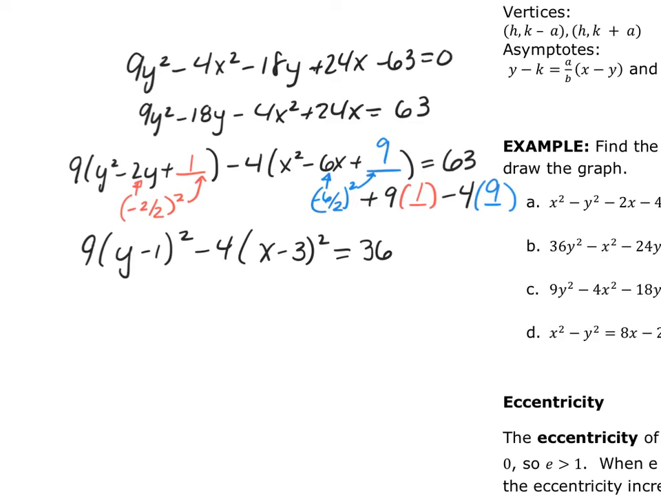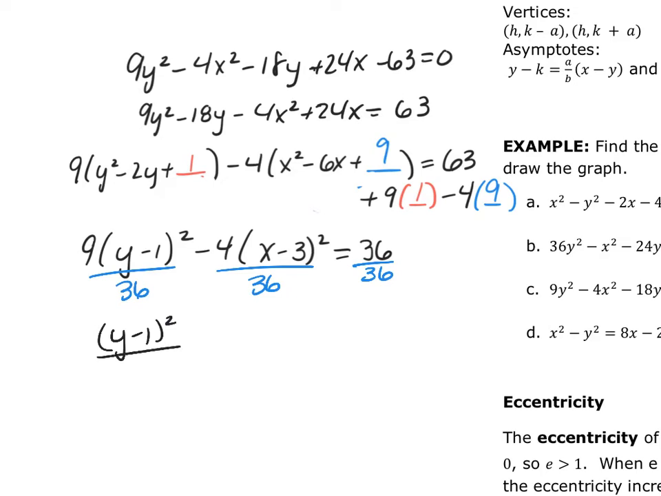All right, let me erase that just so it doesn't muddy the water. So let me just get rid of that. And this. The next thing I have to do is divide everything by 36 because it has to equal 1. Unless it's equaling 1, it's not a hyperbola in standard form. So I'm going to divide everything by 36. And when I divide everything by 36, I get (y - 1) quantity squared over 4, minus (x - 3) quantity squared over 9, is equal to 1.